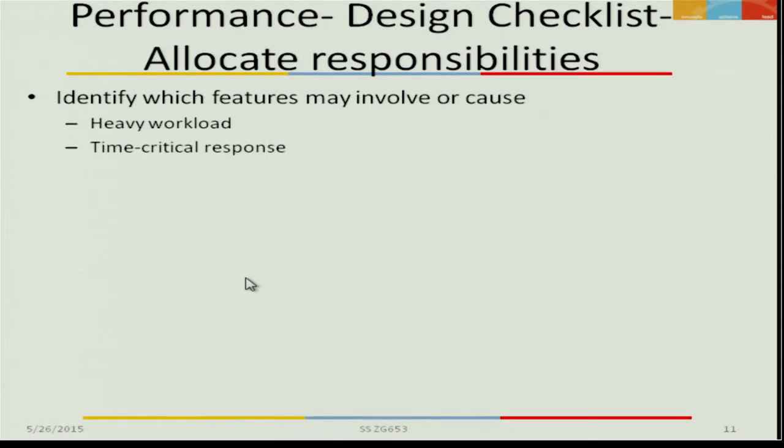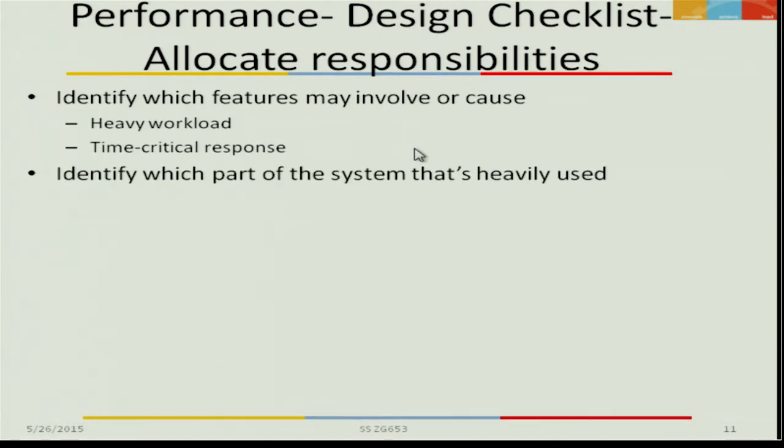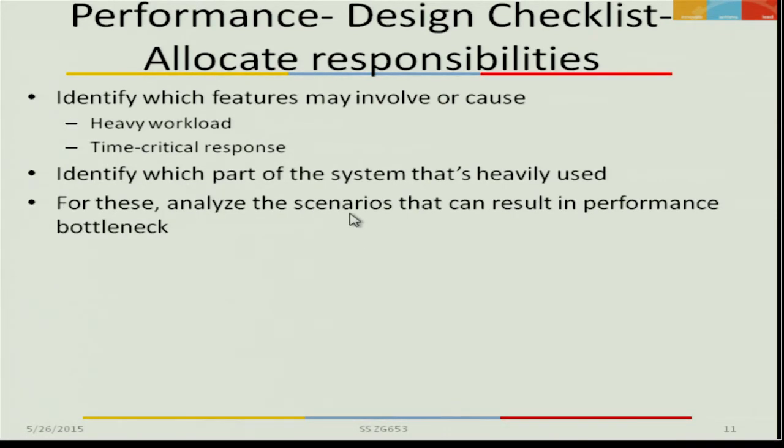Now let's look at performance, and see what it means when I say allocation of responsibilities. First, you need to identify as an architect the features of the system that may involve or cause heavy workload, or the features which demand high time critical response. Identify which part of the system is heavily used. Essentially, for these, analyze the scenarios that can result in performance bottleneck, and address that in the design. How to address that is again very domain specific.